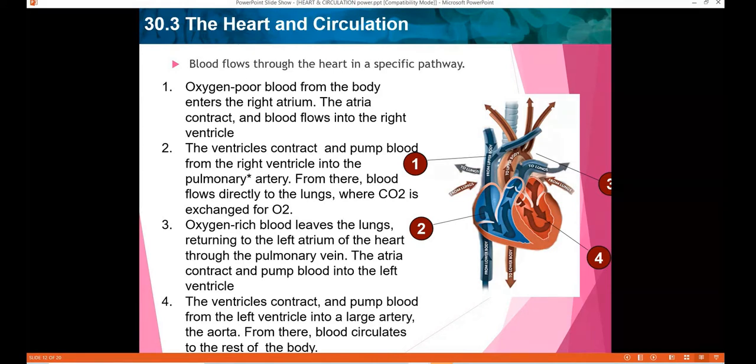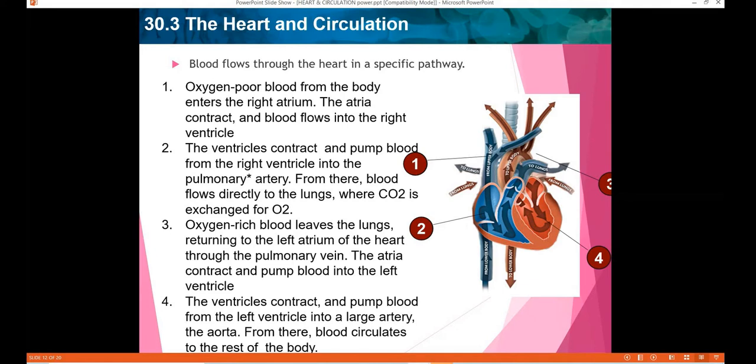Step 1 is oxygen-poor blood from the body. It enters the right atrium. So it enters from here. Then the SA node signals the atria to contract, and blood from the atria flows into the right ventricle. The SA node is the pacemaker which stimulates the right atrium. Once it stimulates, the blood flows from the right atrium down into the right ventricle because of the stimulation produced by the pacemaker, the SA node. Once it reaches the ventricle here, the AV node signals the ventricles to contract.